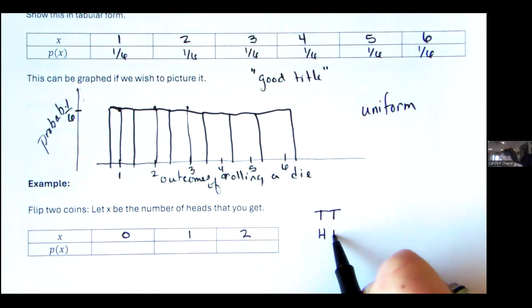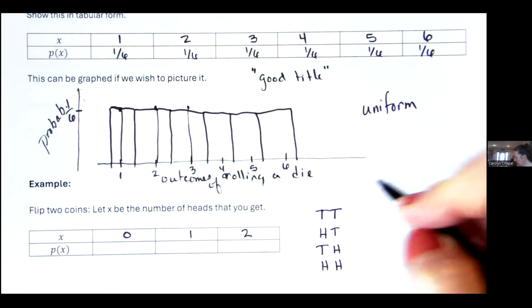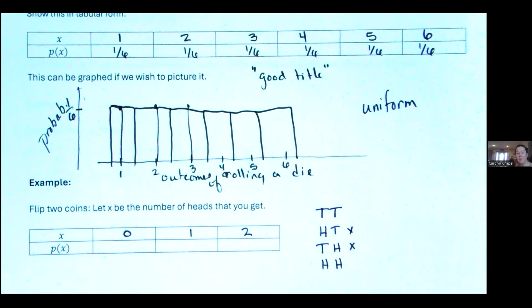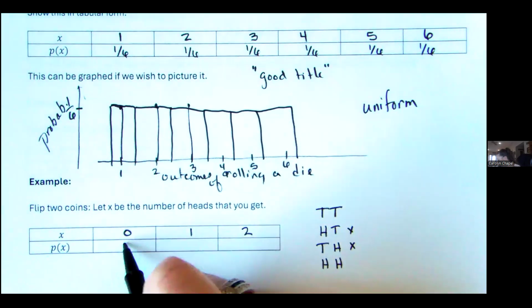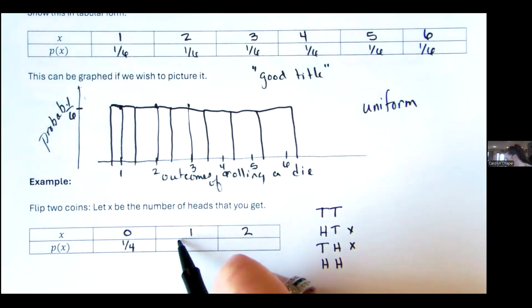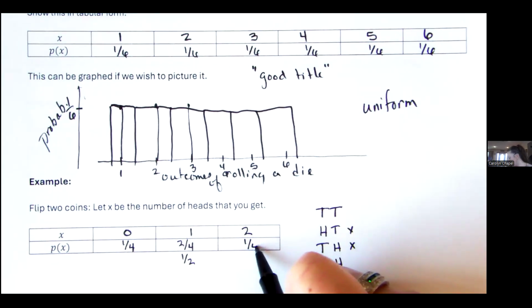We could have a heads and a tail. We could have had a tail and a heads, or we could have had a heads and a heads. So you'll notice that two of those outcomes resulted with one head. So our probabilities are going to be 1 out of the 4, 2 out of the 4, which we could reduce to 1/2, and 1 out of the 4.